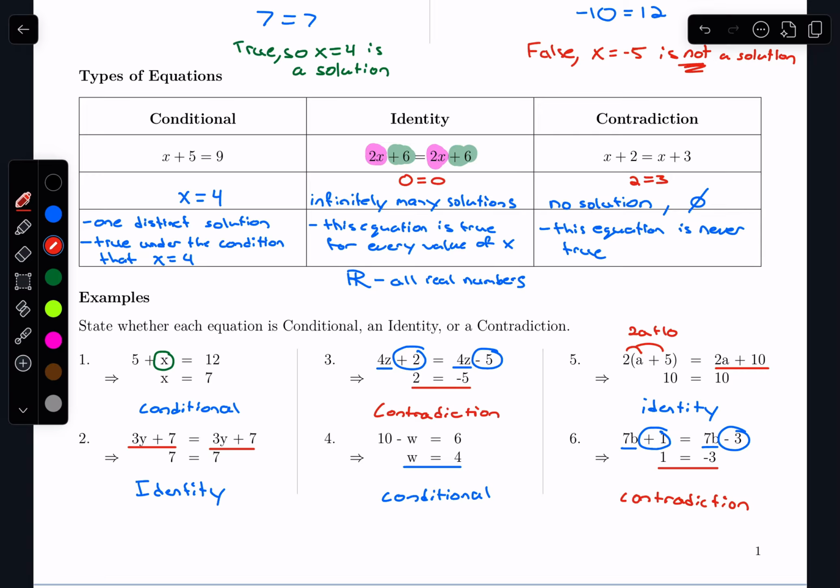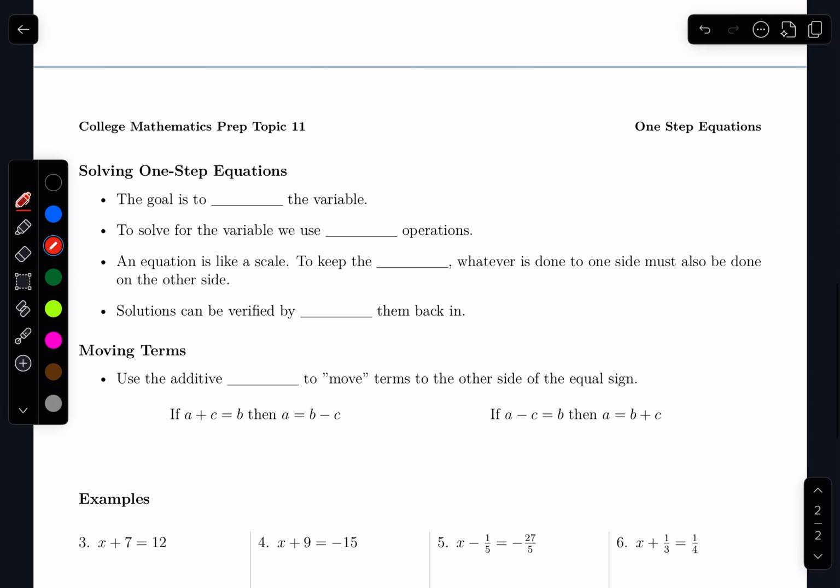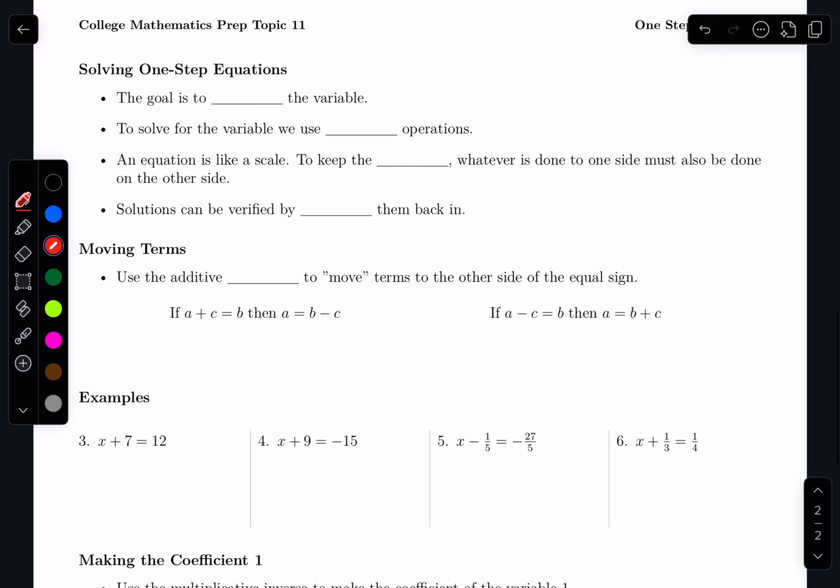All right, we're going to get a little bit away from this classification part. And instead, what we're going to focus on is actually solving one-step equations. So in order to do this, we've got to add a little bit of terminology to our tool belt, so to speak. So solving one-step equations, the goal is to isolate the variable, just like we said earlier. We want to end up with x equals a number. But now we've got to actually do the solving.